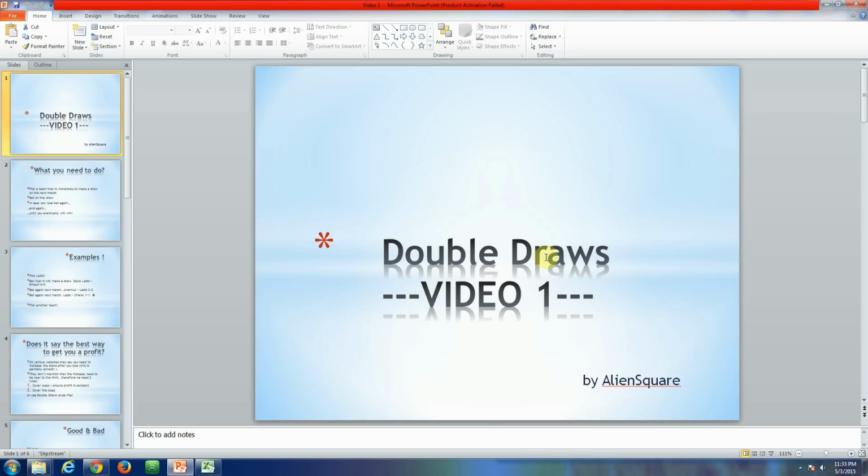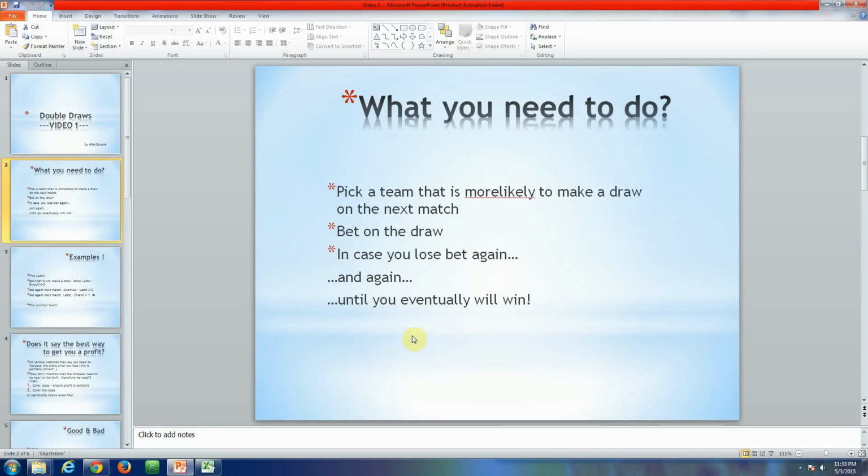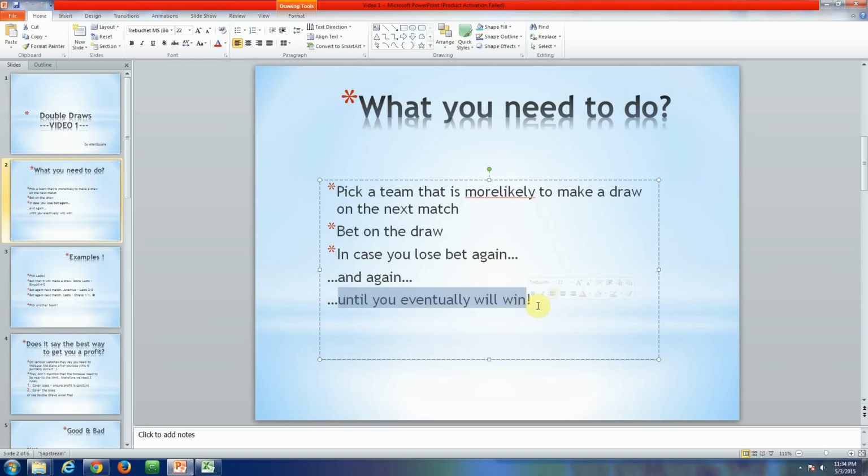So this is called double draws, and I will give a short description of this strategy. What you need to do is pick a team that you consider more likely to make a draw in the next games. Bet on the draw. You'll get from 3.2 to maybe 4 or 5 the odds for that team. In case you lose the bet, you need to bet again on the next game and on the next game until you eventually win. So this is the strategy.